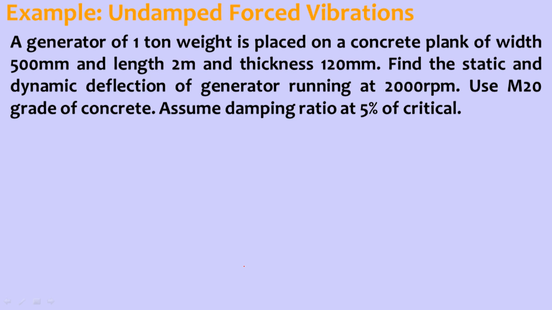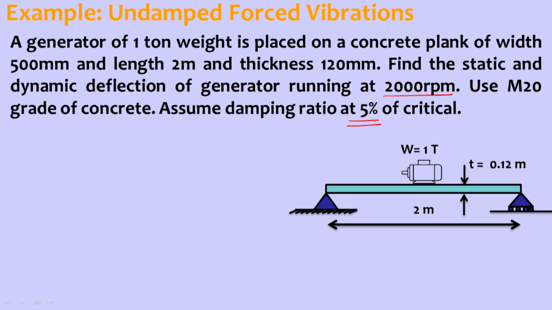And then if we take the same example problem that we have discussed earlier. A generator of 1 ton is placed on a concrete plank of width 500 mm, length 2 meters and thickness 120 mm. Find the static and dynamic deflection of the generator running at 2000 rpm. Use M20 grade concrete. Assume damping ratio at 5% of critical. So now damping is present in the system. In the earlier case, damping is 0.